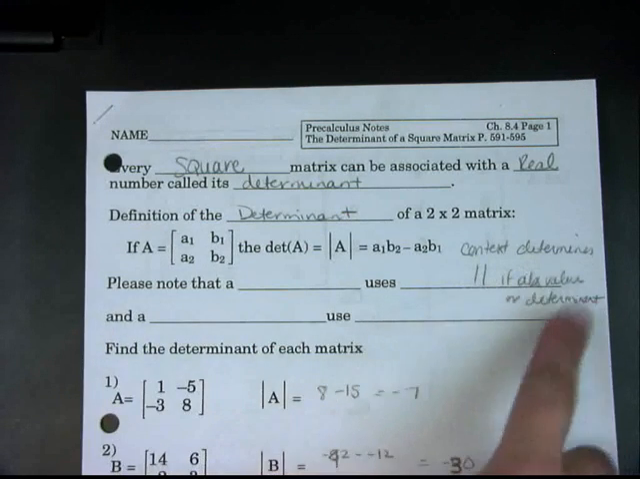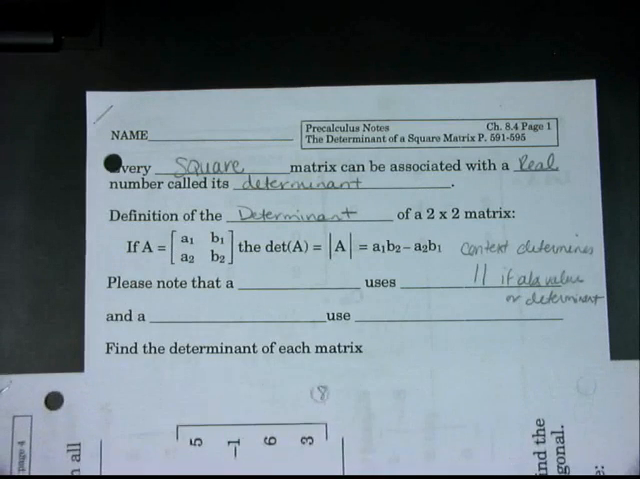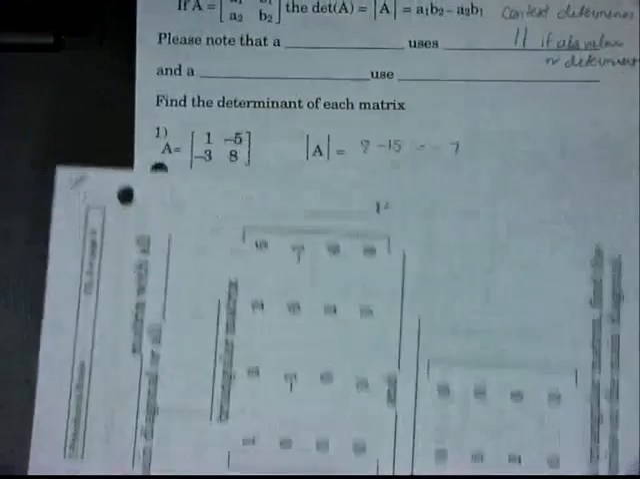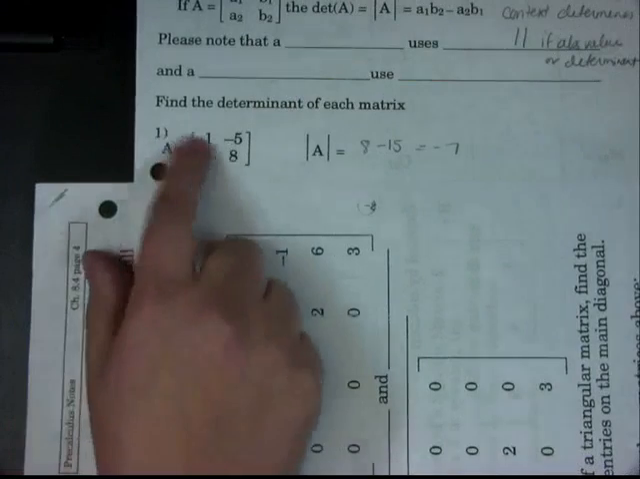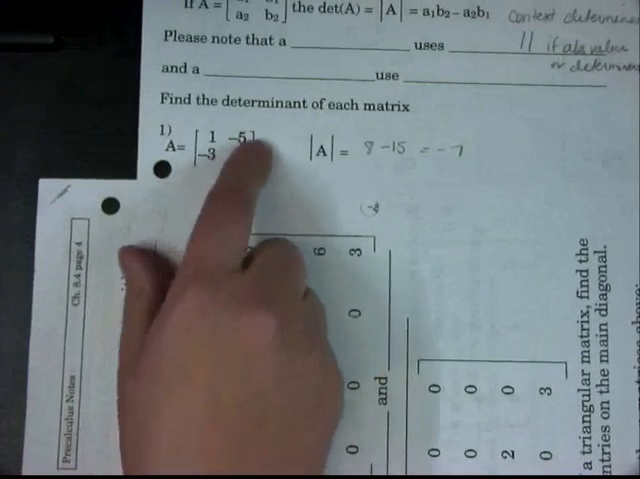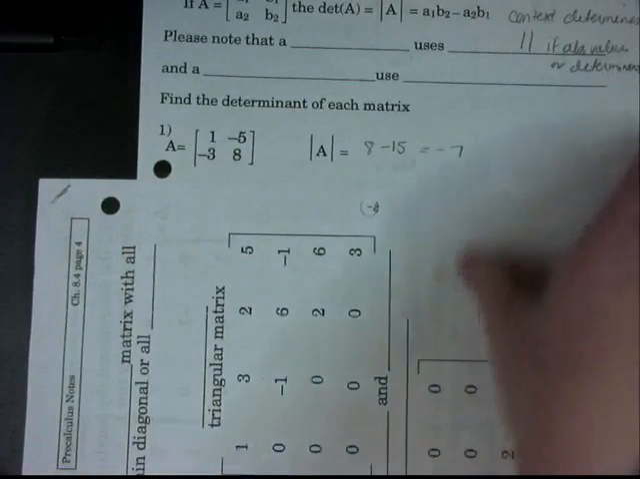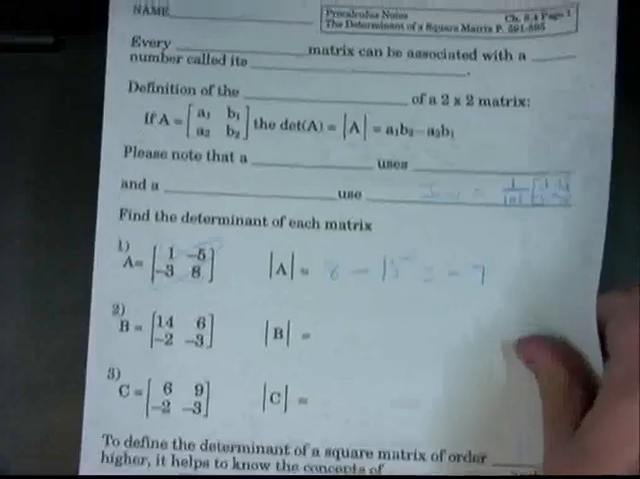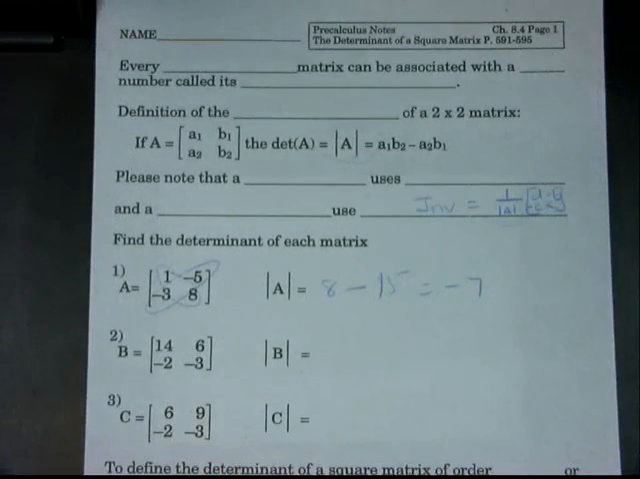Is it an absolute value? Is it a determinant? It is based on what kind of problem you are looking at. So on this bottom one where we're finding the determinant, you're going to cross multiply 8 and 1, subtract the cross multiply of 15. What I'd like you to do is try 2 and 3 on your own. Do 2 and 3 on your own with that.